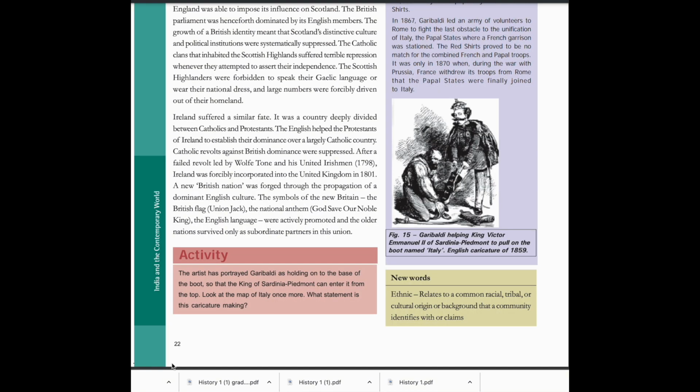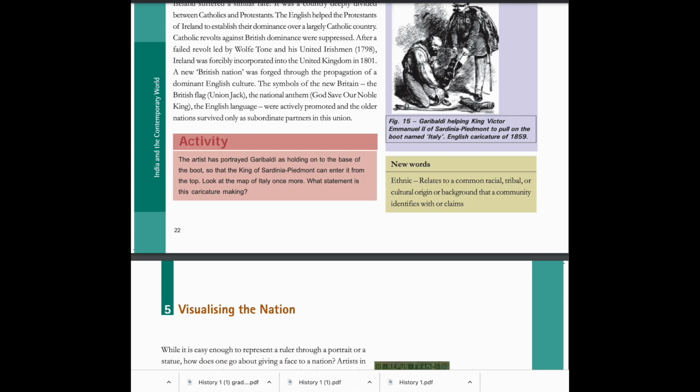The symbols of the New Britain, the British flag, the national anthem, the English language, were actively promoted, and the older nations survived only as subordinate partners in this union.